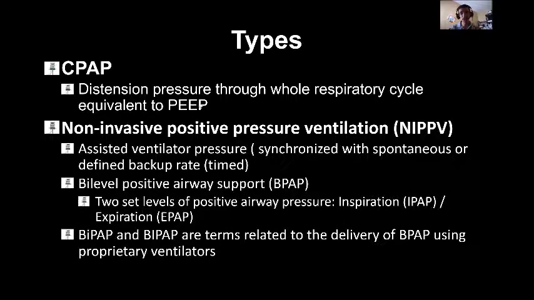So what is CPAP? It is a distension pressure. What's distension pressure? It's the pressure that opens up alveoli. And this pressure is provided the same through the whole respiratory cycle, no matter what the respiratory phase is. CPAP is continuous. Whether it's inspiring or expiring, inhaling or exhaling, the pressure is there. And it's equivalent to PEEP. PEEP is the pressure that keeps alveoli open, or positive end expiratory pressure. But they are not the same. PEEP is the pressure inside the alveoli, while CPAP is a continuous pressure above atmospheric pressure.